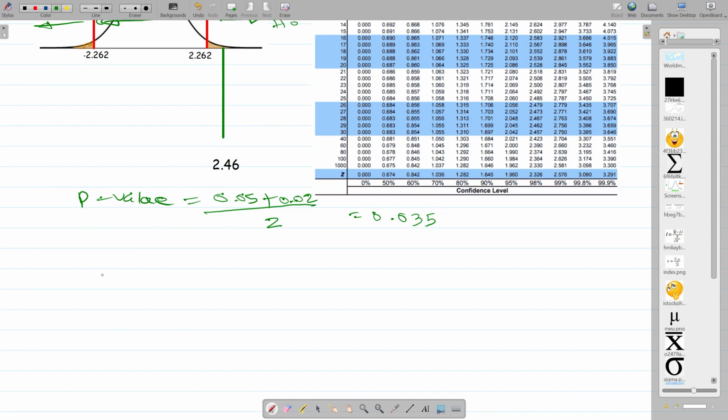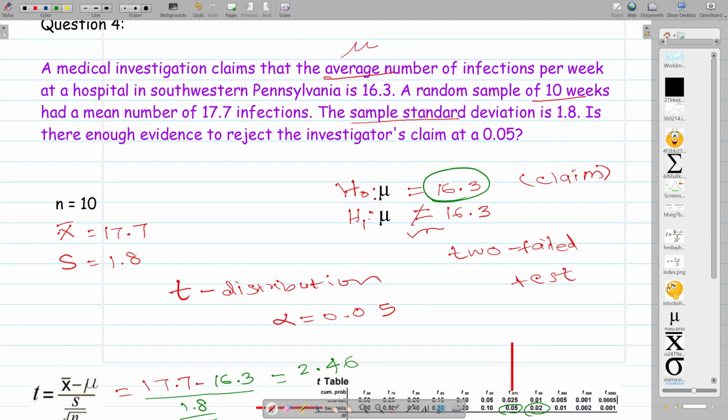In order to take the decision using the p-value, we should compare the p-value with the significance level. Here, the significance level is 0.05. Definitely you see that the p-value is less than alpha. Therefore, we reject H0. According to this, there is enough evidence to reject the investigator's claim.